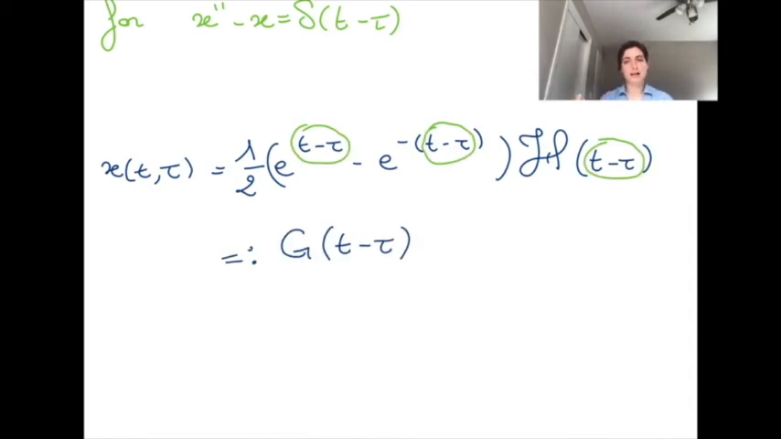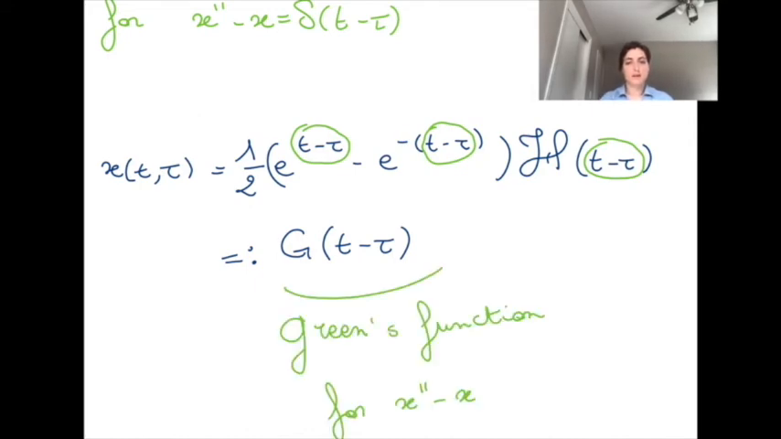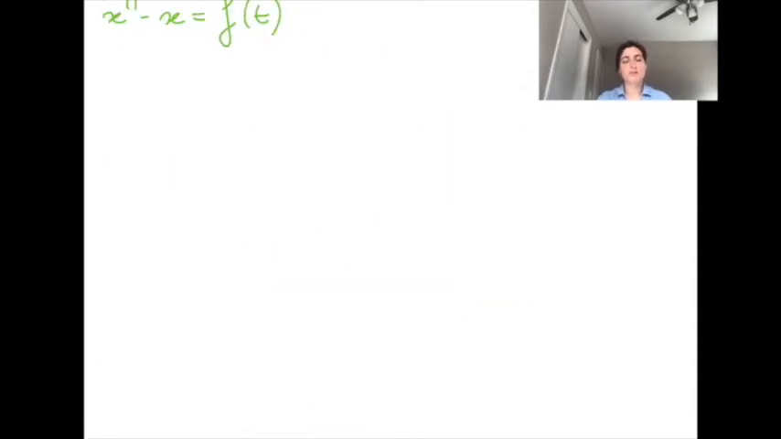Because t and tau always appear together, in this t minus tau fashion, we can define this as being the Green's function of t minus tau. We call this the Green's function for x second derivative minus x. So we have constructed this solution for x second derivative minus x equals the Dirac delta function.